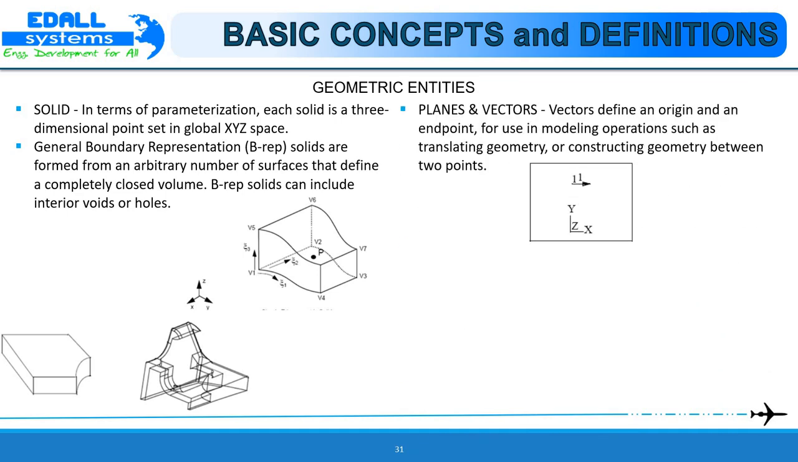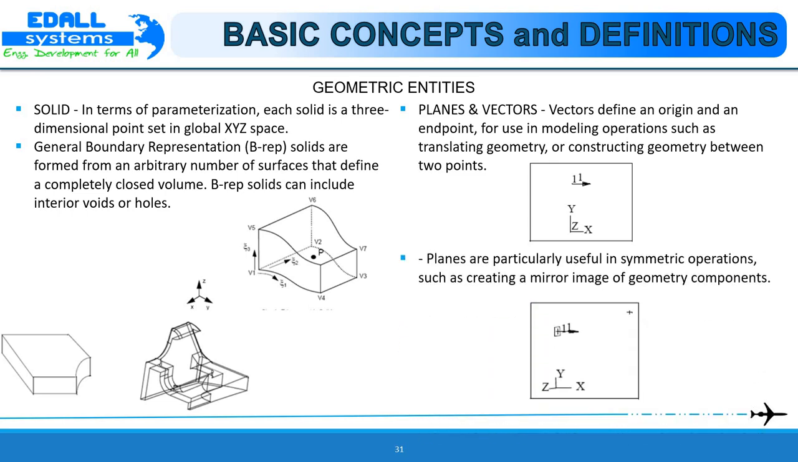Planes and vectors. Vectors and planes serve as useful entities for constructing geometric models. Vectors define an origin and an endpoint for use in modeling operations such as translating geometry or constructing geometry between the 2 points. You may create a vector in Patran using numerous create vector options. Planes are particularly used in symmetric operations such as creating a mirror image of geometry components. Patran provides numerous create plane options.